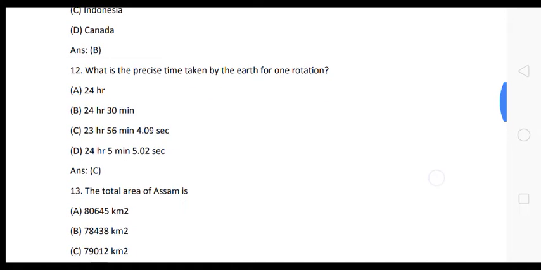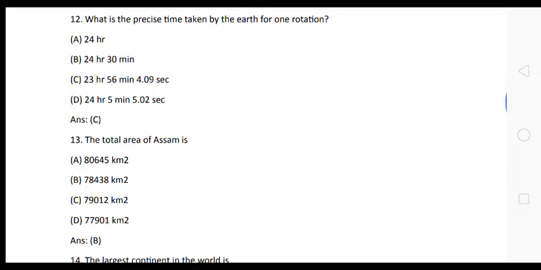The next question is: what is the precise time taken by the Earth for one rotation? The correct answer is option C, 23 hours, 56 minutes, 4.09 seconds. Very important question.